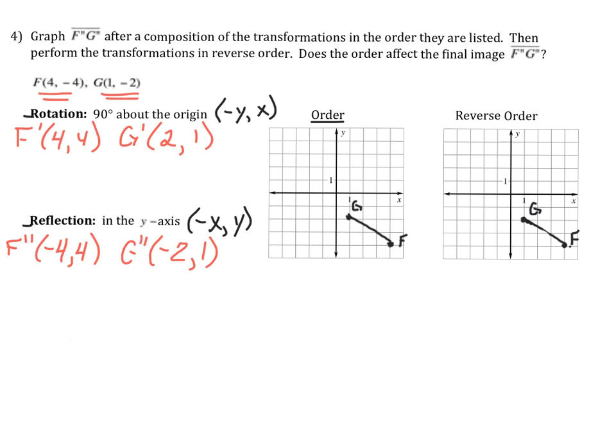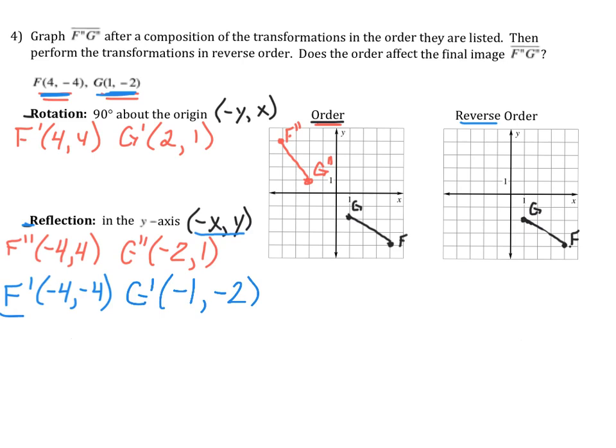Now I can graph these 2 points. So when I perform these transformations in order, that's where I'm going to end up, where that red segment is located. Now I want to go back and do the same thing but in the reverse order. I'm still focused on my original points F and G, but now I'm going to start with the reflection. So this is going to give me F prime, using my rule that I wrote down earlier, which leads me to negative 4, negative 4. And G prime, which leads me to negative 1, negative 2.